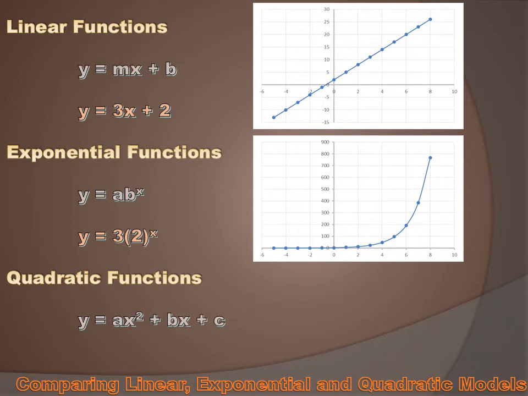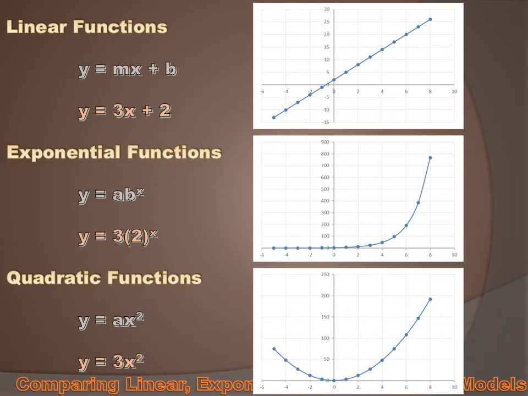Let's look at quadratic functions. But we're going to have to simplify this a bit for this exercise. Let's pretend that b equals 0 and c equals 0, so that our quadratic function is just y equals a times x to the square power. And here's an example: y equals 3 times x squared. The graph for that looks like this. It's a parabola.